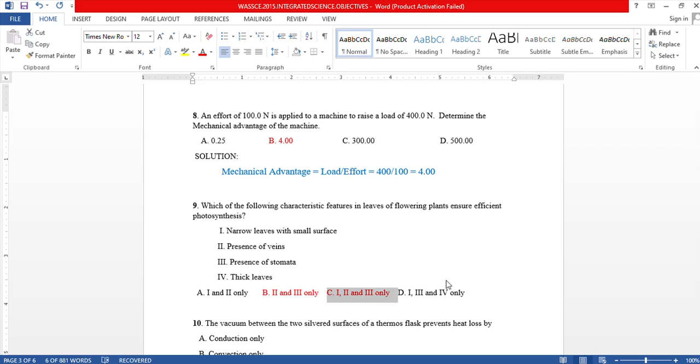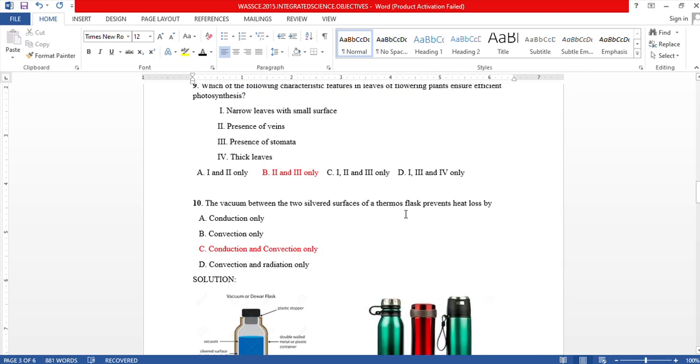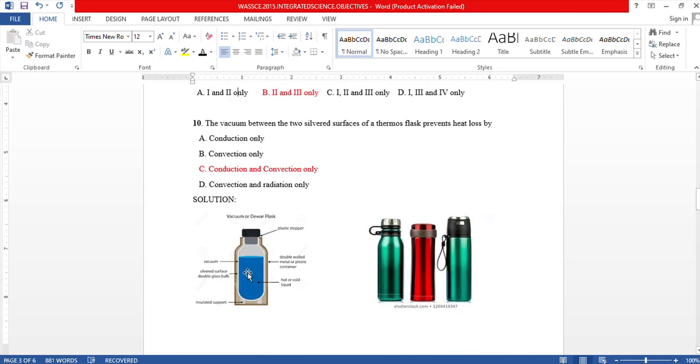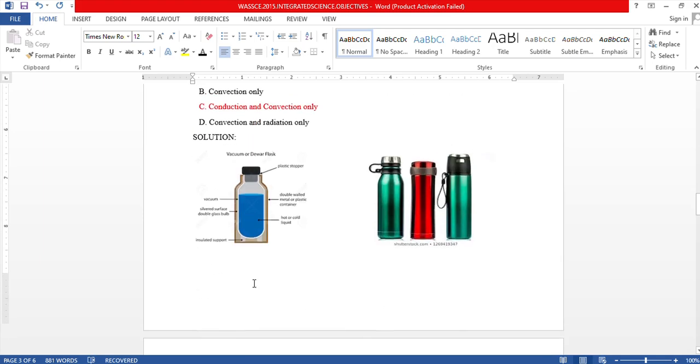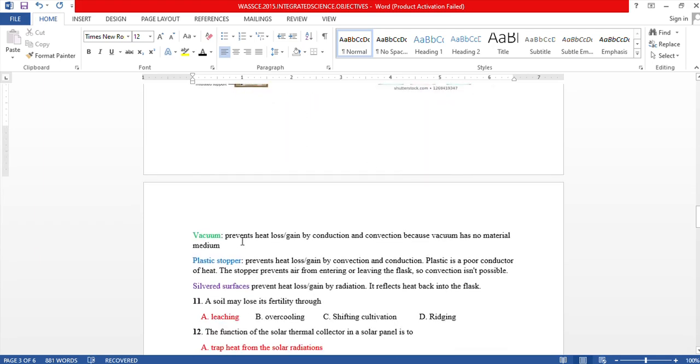Okay, now let's move on to number 10. The vacuum between the two silver surfaces of a thermos flask prevents heat loss by oil. So let's look at the diagram here. So we are referring to this vacuum, the white area. Now, a vacuum is basically an empty space. Vacuum prevents heat loss or gain by conduction and convection because the vacuum has no material medium.